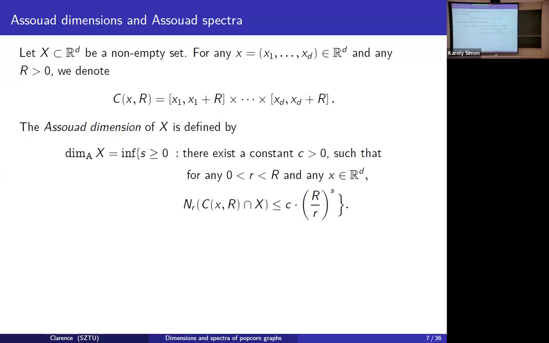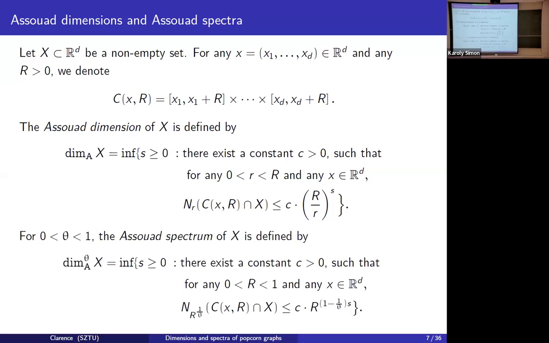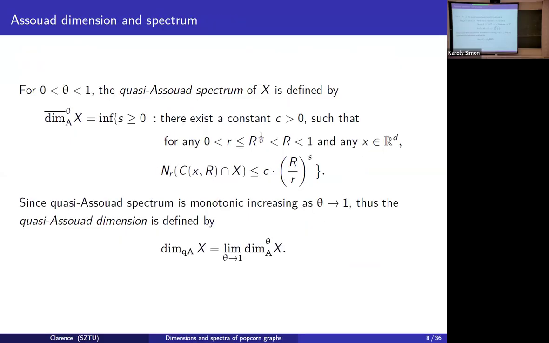So if we move from balls to cubes, we have the definition like this. That is to say, in this talk, we will be concerned more with the covering numbers of cubes instead of balls. And as for the R-squared spectrum, it means there are some restrictions on the smaller r. And just as a complement for the R-squared type dimensions, I will state the quasi-R-squared dimension and the quasi-R-squared spectrum, also known as the Assouad spectrum, I think.